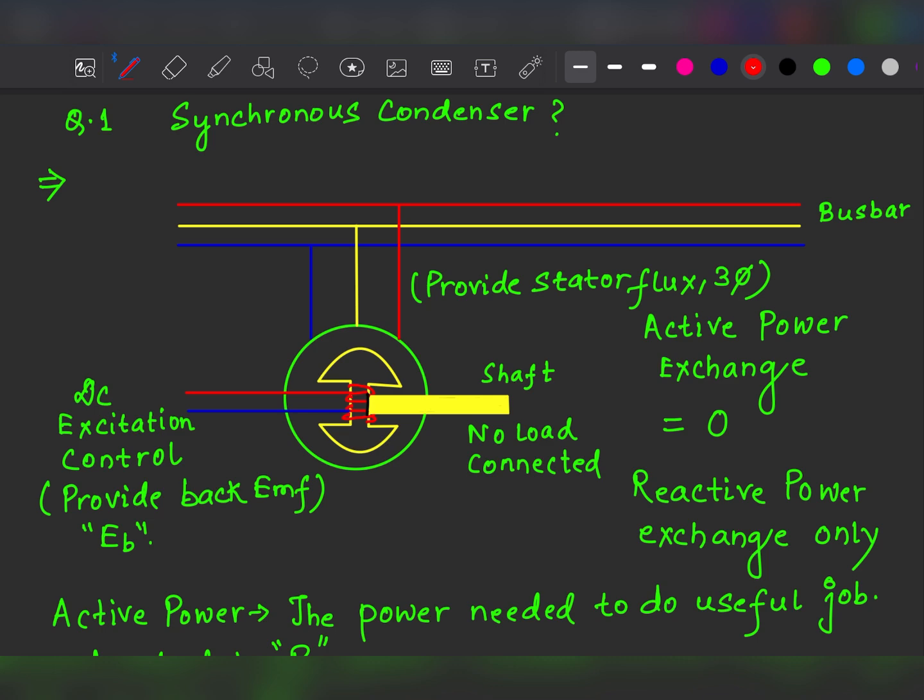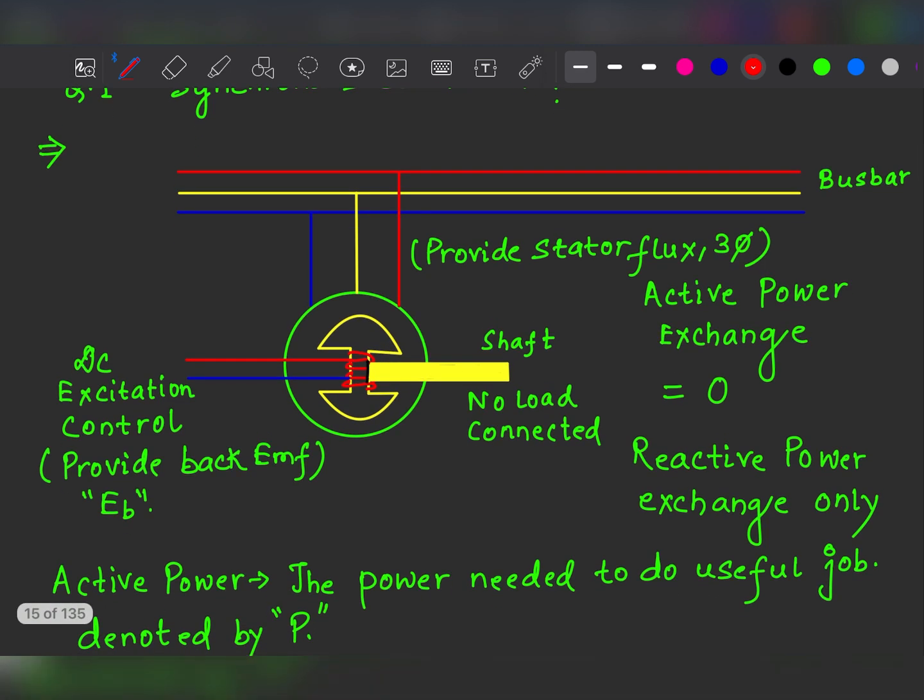So let's go. A synchronous condenser is basically a synchronous motor which is directly connected to the bus bar. You can see here, this is our bus bar, and it's directly connected to the bus bar. This is the shaft of the motor which is not connected anywhere, because it's running without any load. We are not giving any load here. So it's running without a load, so active power exchange is 0.